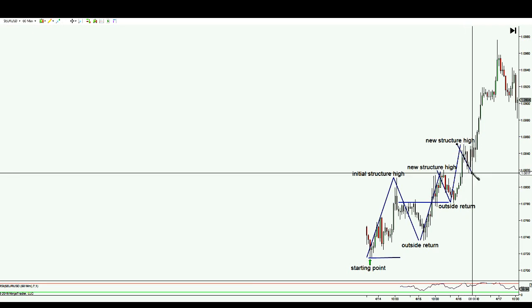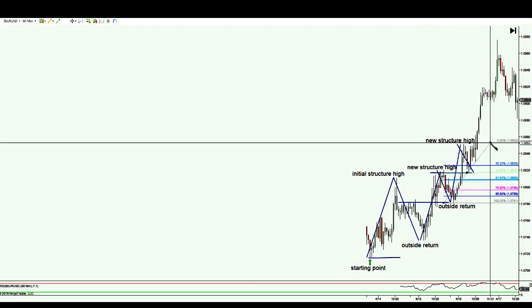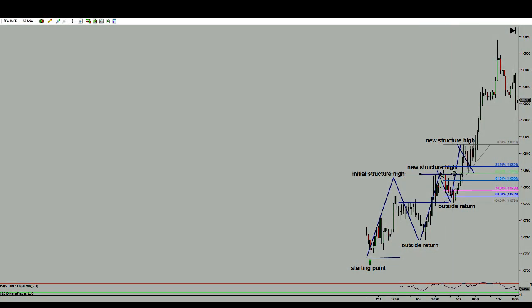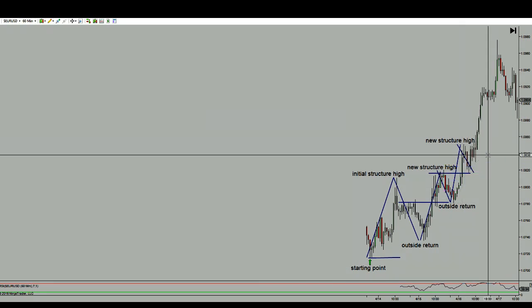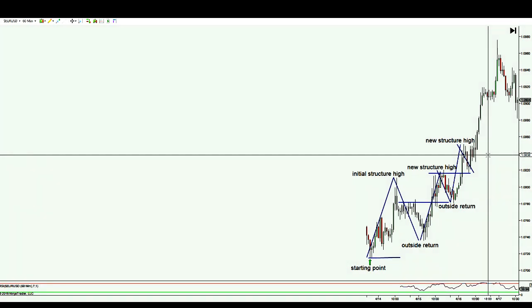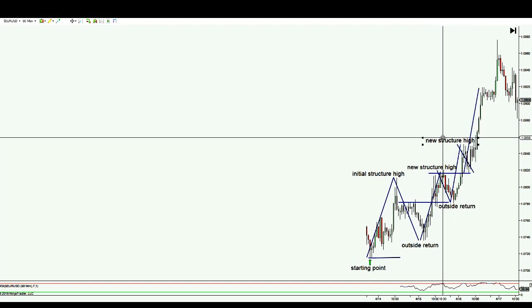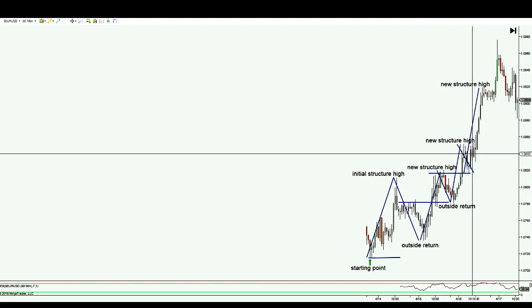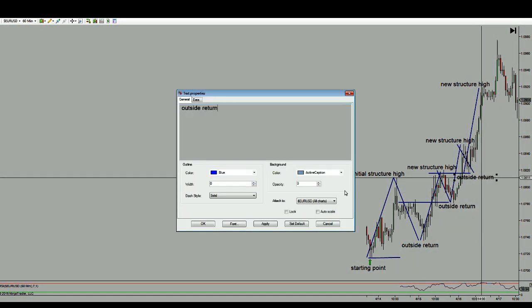Price falls back down into structure here. Looks like it's going to be a 50% fib, probably pretty close, not quite. It's within a pip or two, it looks like. No big deal, not that it matters. I'm just making mental notes for myself here. Price rallies up and we get another new structure high. With this new structure high, this little blip right in here where we came back to structure becomes an outside return.